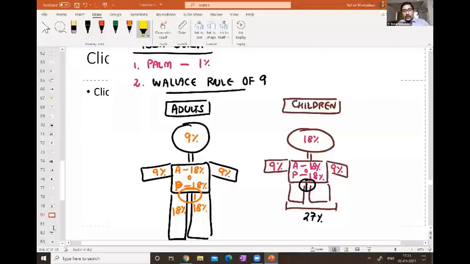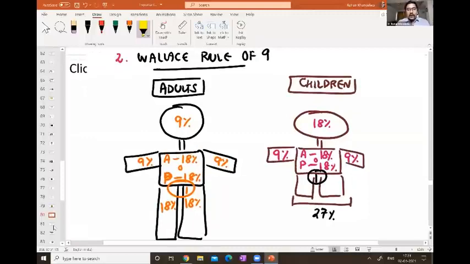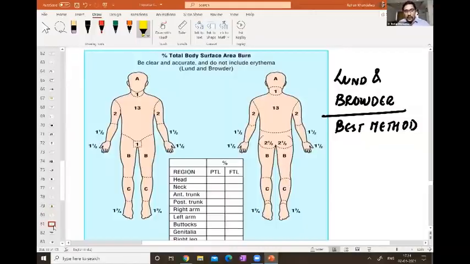You also need to know that Lund and Browder charts are the best method to calculate body surface area burned. This question has also been asked in your exam.